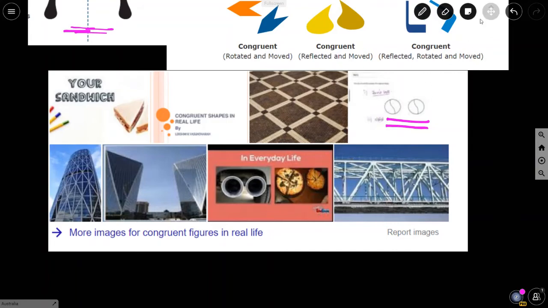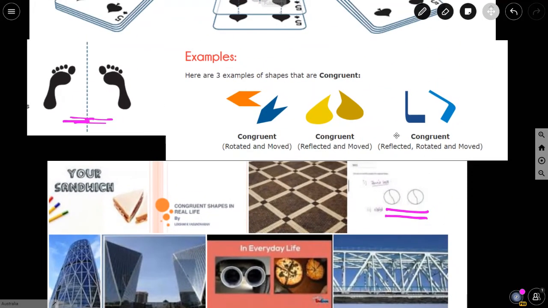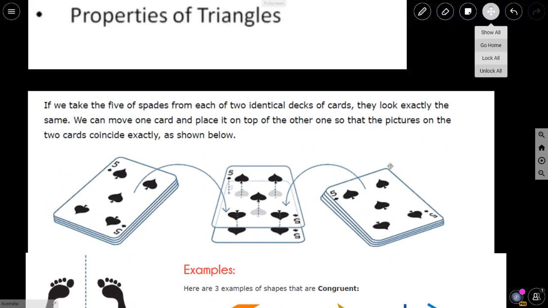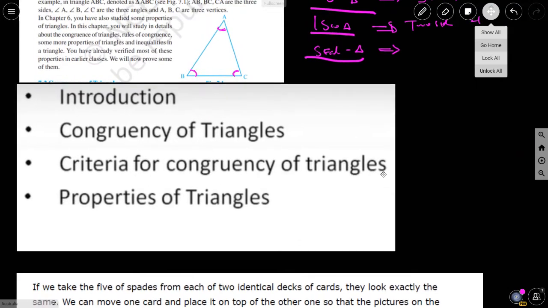Now all of you understand what congruent means: congruent means the objects perfectly overlap. Different rotations of your hands are congruent because shape and size are not changing, and mirror reflections are also congruent. So I think all of you understand what congruent figures are. In this chapter we are mainly focusing on congruency of triangles.